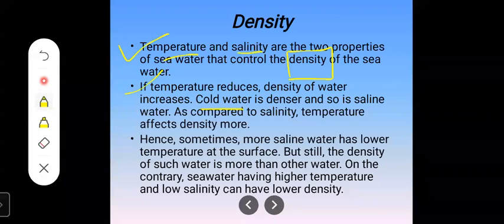As compared to salinity, temperature affects density more. Hence, sometimes more saline water has lower temperature at the surface, but still the density of such water is more than other water. On the contrary, seawater having higher temperature and low salinity can have lower density.